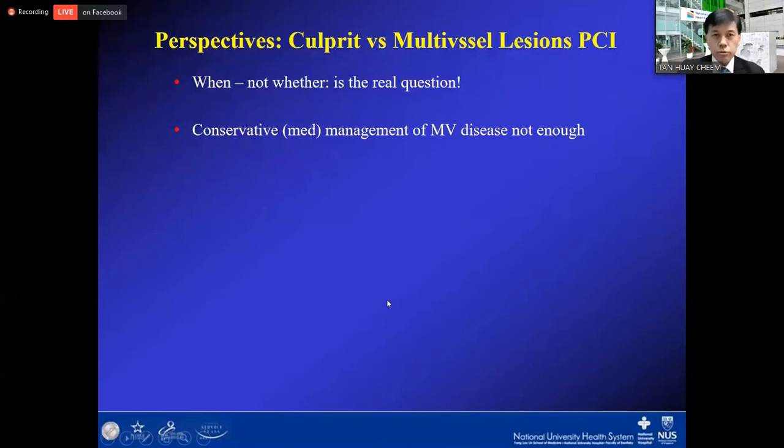So in conclusion, I think the perspective here is that it's really not a question of whether we should be doing multivessel PCI in patients with multivessel coronary artery disease, but really when we should be doing it is the real question. And certainly a conservative management of patients with residual multivessel disease is just not good enough.